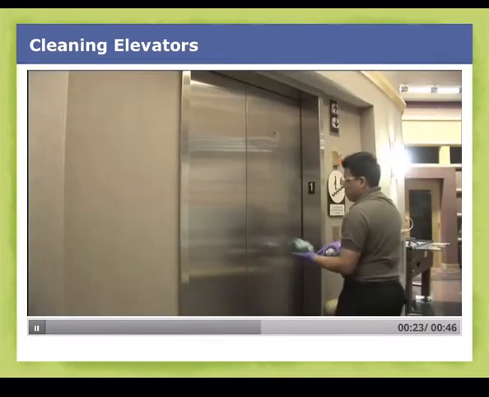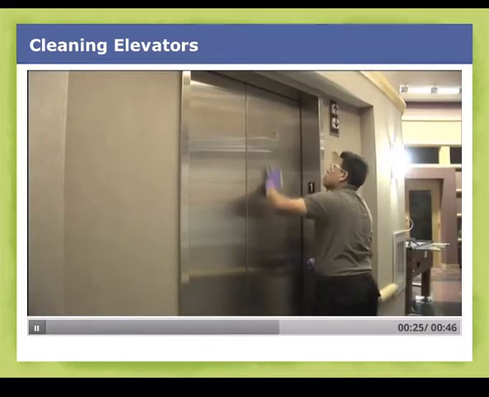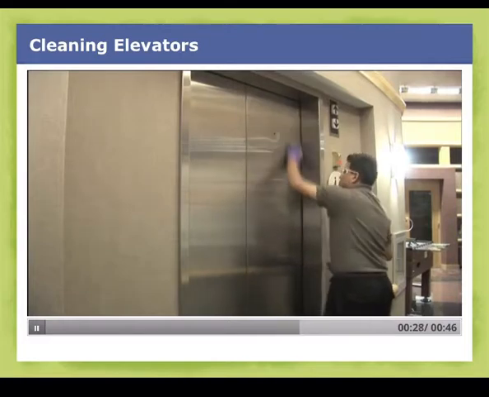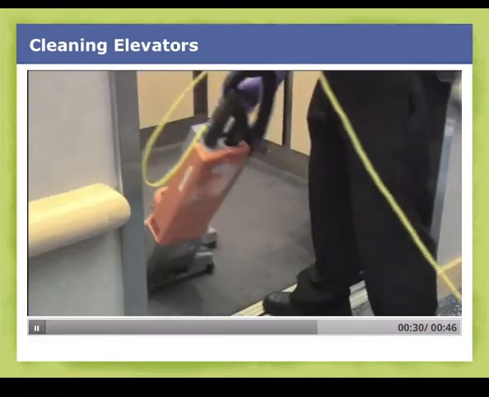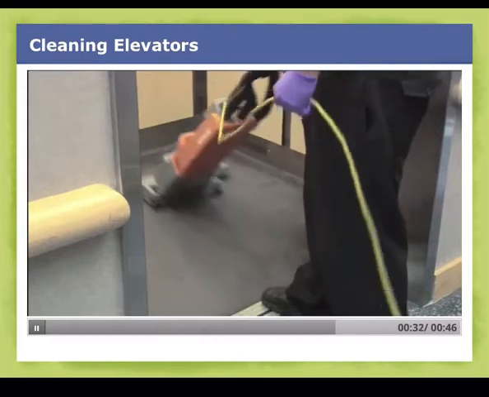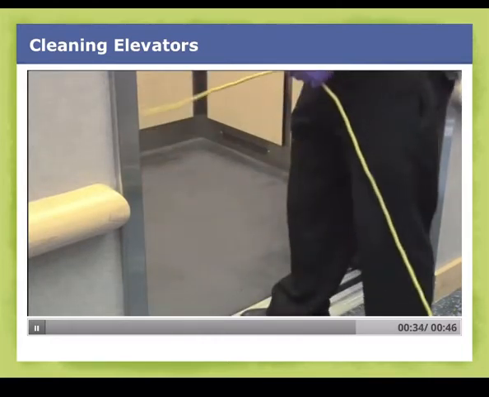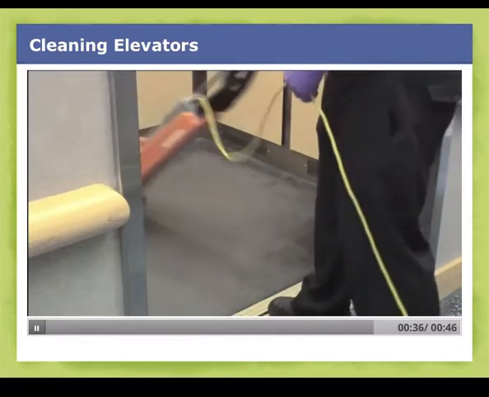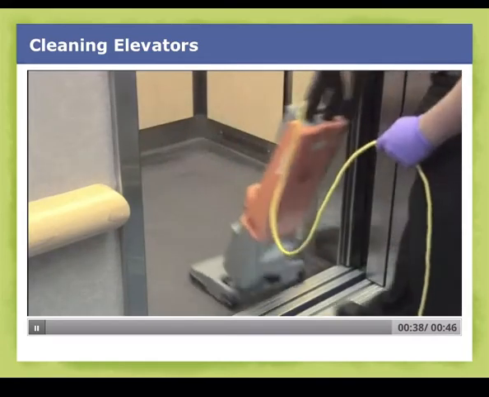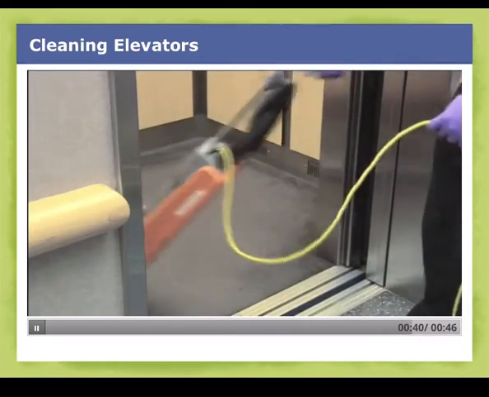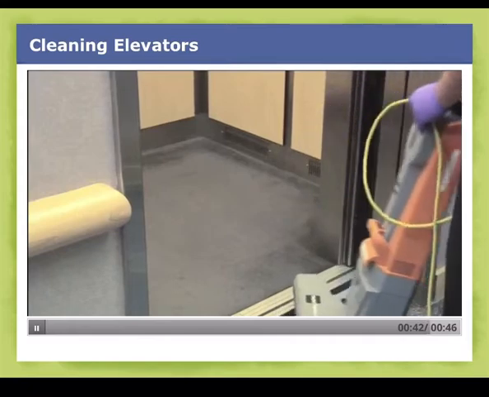If the elevator doors are made of stainless steel, always clean with the grain to avoid unsightly scratches. Finally, vacuum if the elevator is carpeted, or damp clean with a mop or microfiber cleaning system if the floor is not carpeted. Vacuuming and mopping procedures will be covered later in the course.